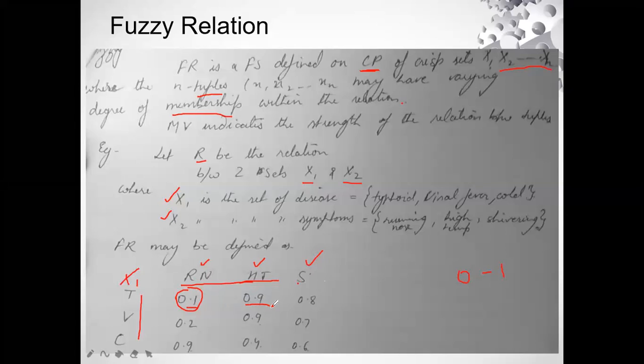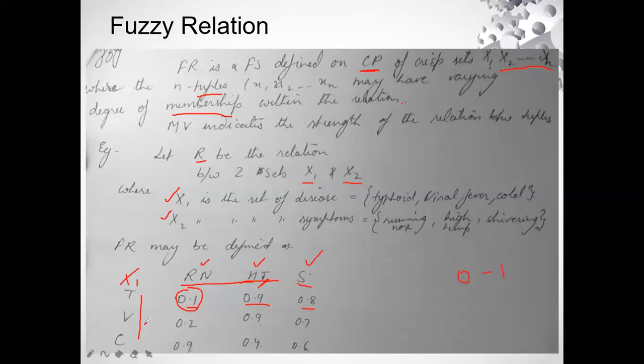0.9 states that if you have typhoid, there is a larger possibility or probability that you must be having a high temperature. Okay, then we have 0.8, that is for typhoid and shivering. So what does this mean? Again, it has a higher probability of shivering if you have typhoid.